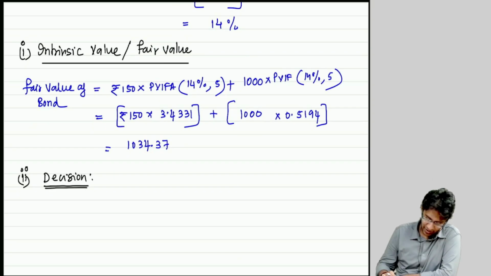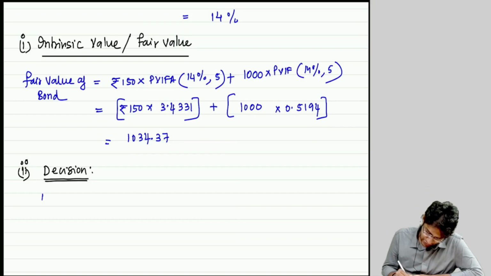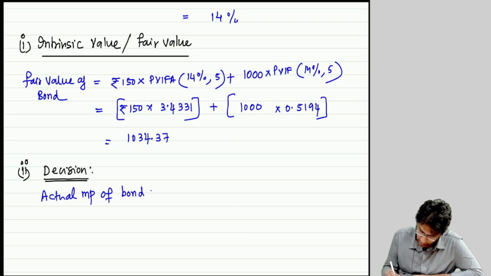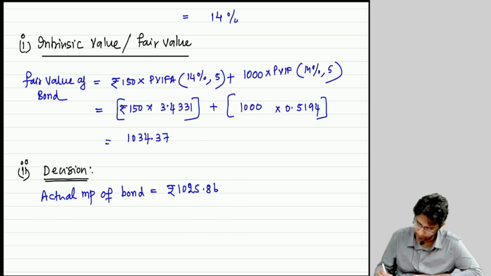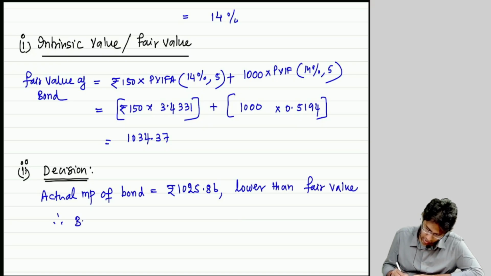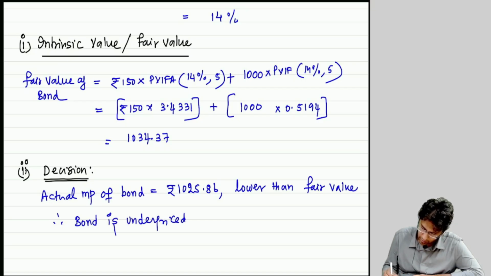Decision. Actual market price of the bond, 1025.86, is lower than fair value. Therefore, the bond is underpriced. Therefore, the investor should buy the bond.